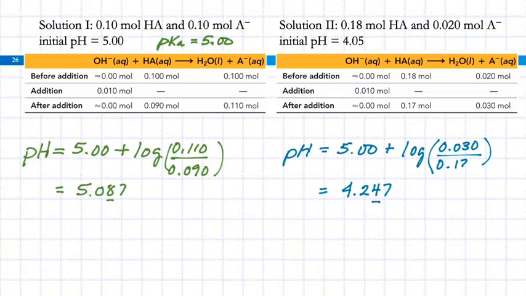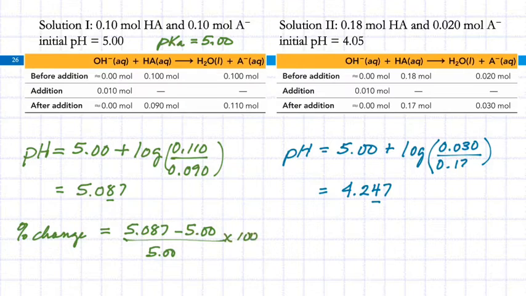And what we want to look at is what's the percent change. So the percent change is our new value minus our original, divided by the original, times 100. So this is 1.74%.